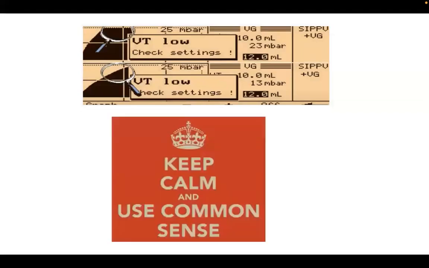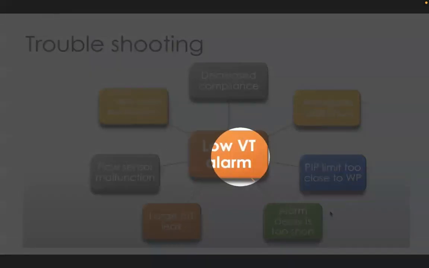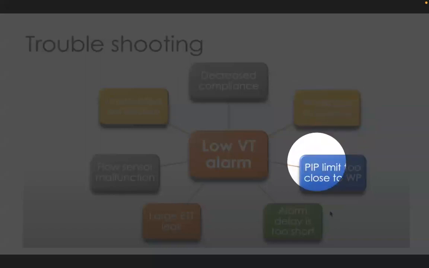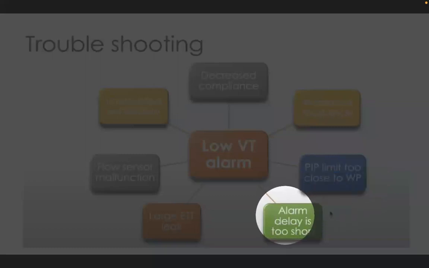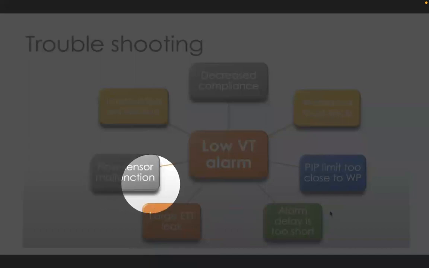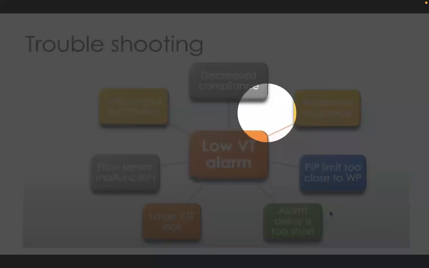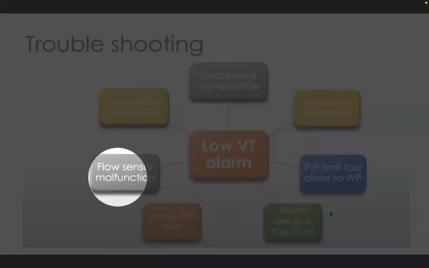So the main thing is to keep calm at that time and use our previous knowledge. This low VT alarm can be caused due to decreased compliance of the lung, due to increased resistance, if the PIP limit is too close to the working PIP, if the alarm delay is too short, if large ET leak is there, that is more than 40%, if flow sensor malfunction is there, this is also very important, and if there is interrupted exhaust. Among all these features, the first thing to note and the first thing to see is whether the flow sensor is working or not.